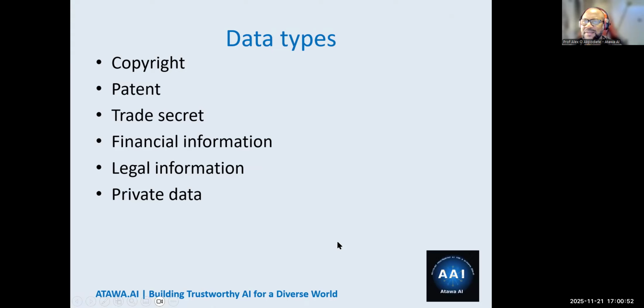If I'm talking about data types, I might think about copyright, like written information, music or programs, or patents and inventions, of course, trade secrets, financial information, legal information, private data. Those could be ways I can classify data in general.